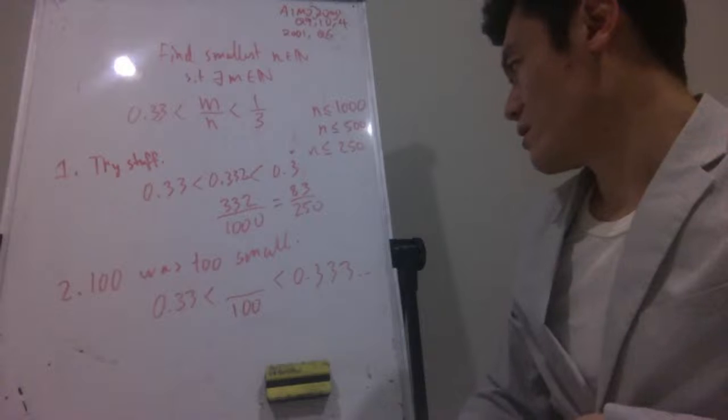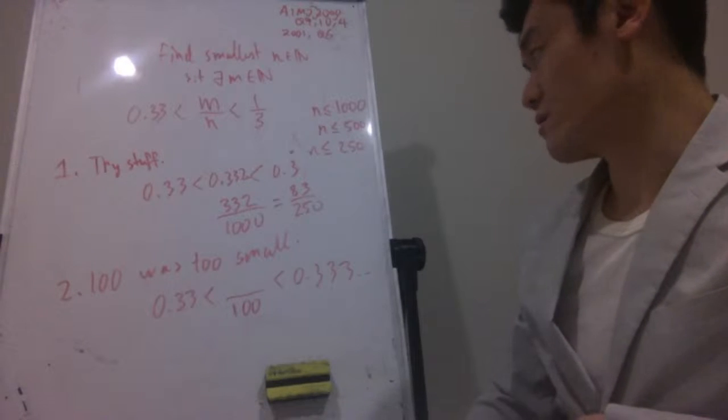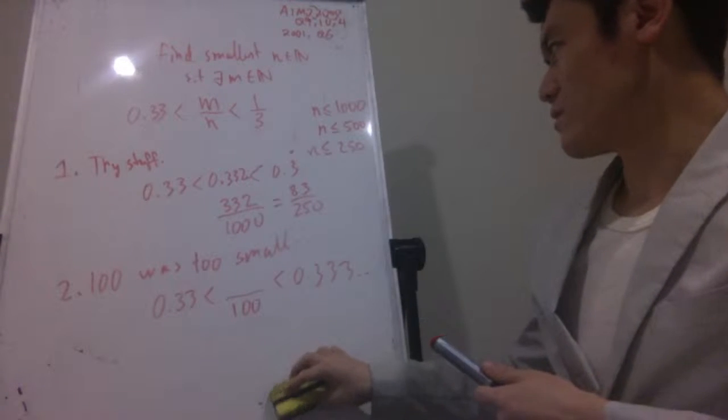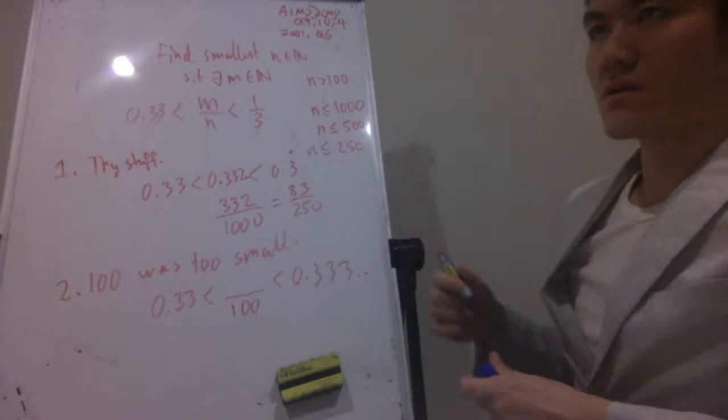So it'd be hard to hit it exactly on the dot. Okay, so I didn't think about this too much. It just felt obvious. But that led me to think n was bigger than 100 and less than 250.